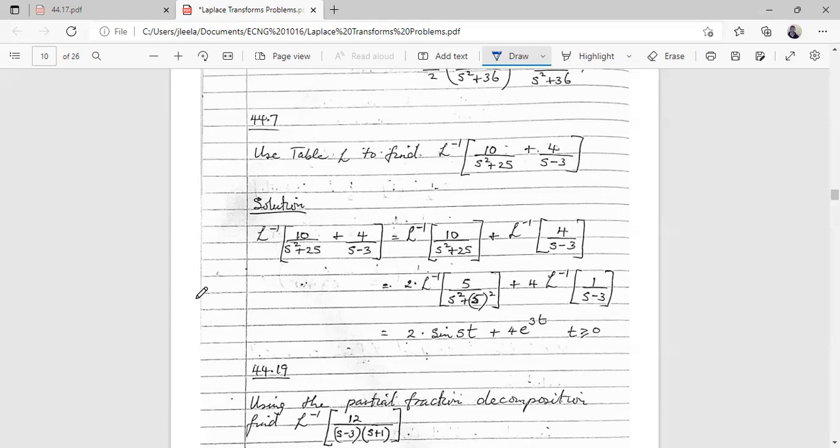right? So again, you could use the linearity property. So you take that, you break it up as the Laplace inverse of 10 over s squared plus 25, right? So now you're going from your s variable. You remember when you were taking the Laplace, you were going from t to s. Now you're taking the inverse, so you're going from s back to t, right? So you have the Laplace inverse of 4 over s minus 3.